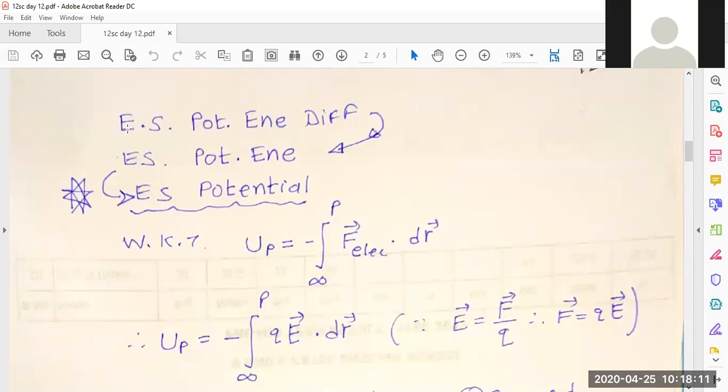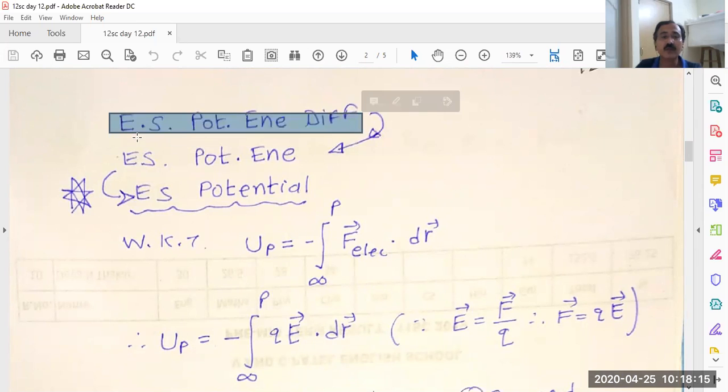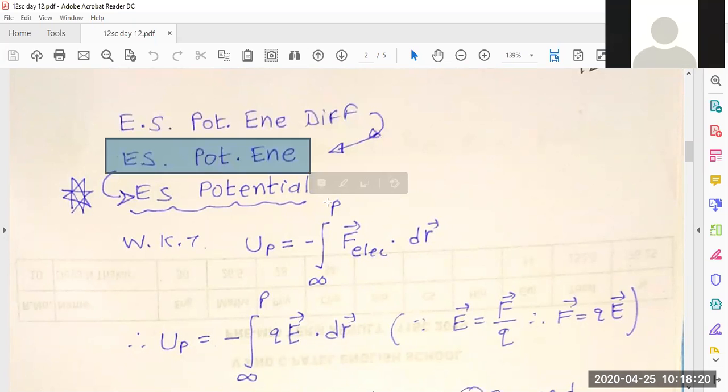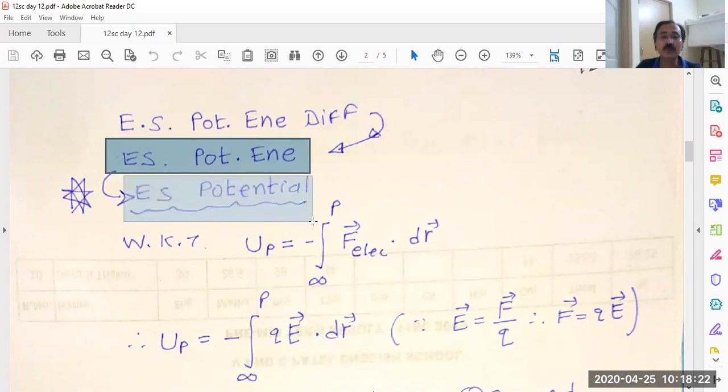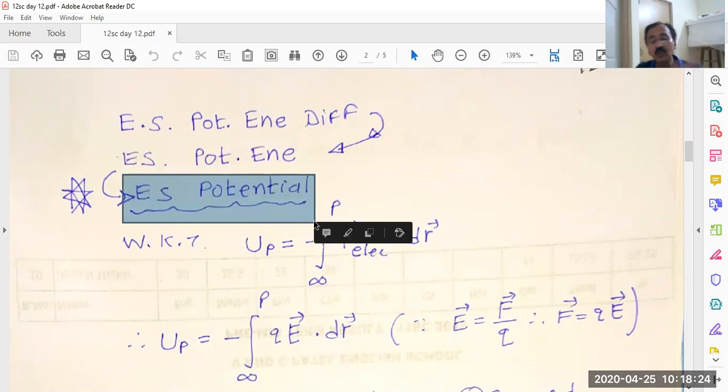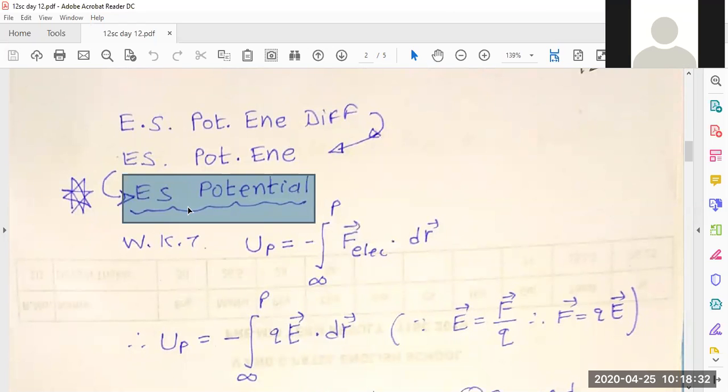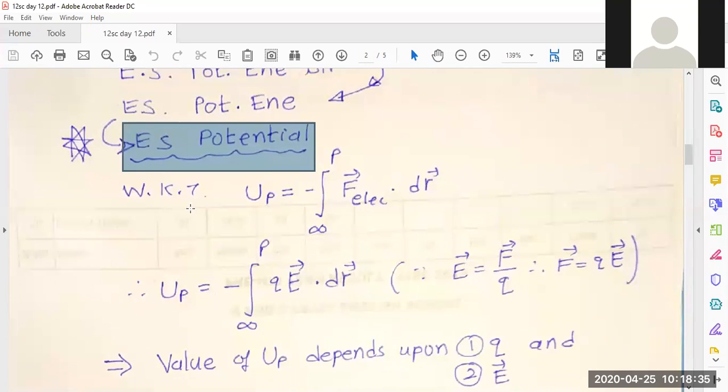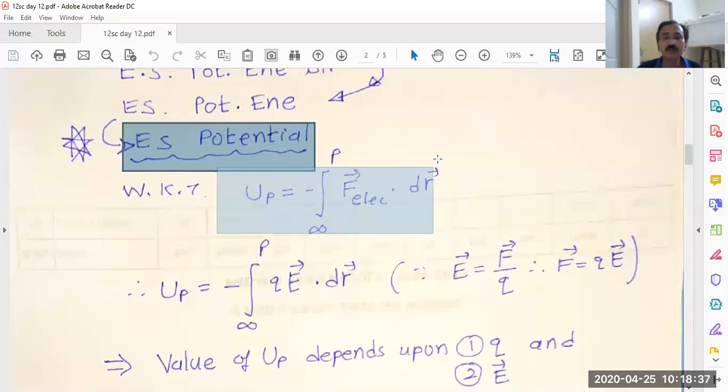So now if I repeat, we had electrostatic potential energy difference. We completed electrostatic potential energy. And now electrostatic potential. See, three words in sequence: energy difference, energy, and potential. So this is a new topic right now. We start with the previous one.